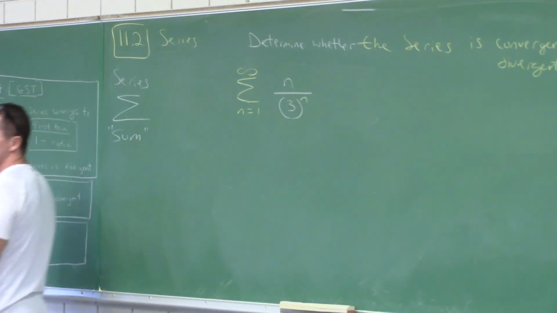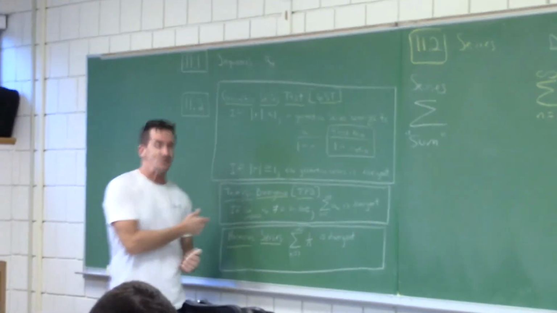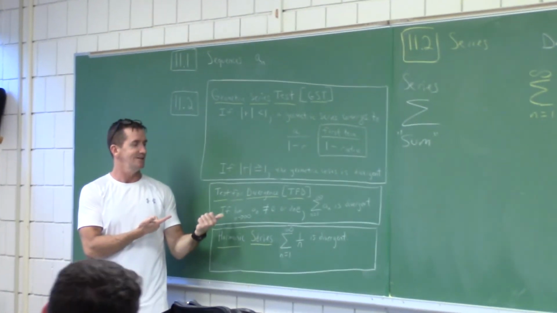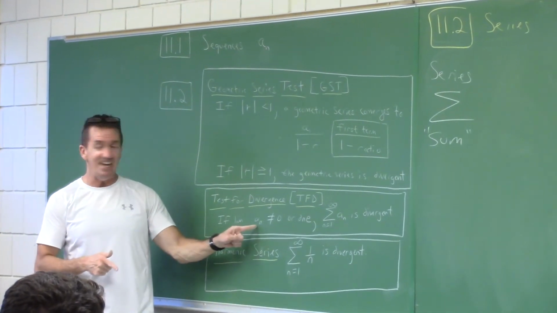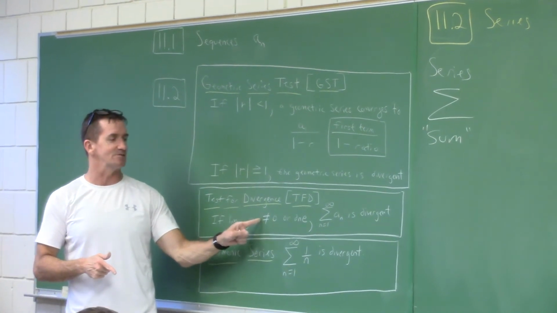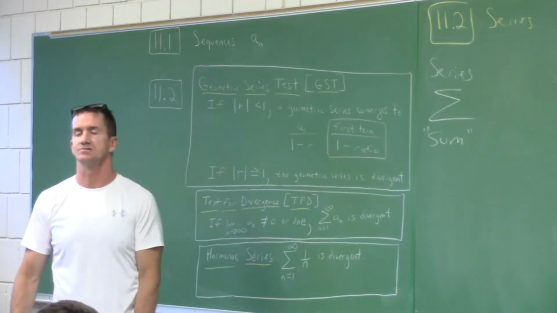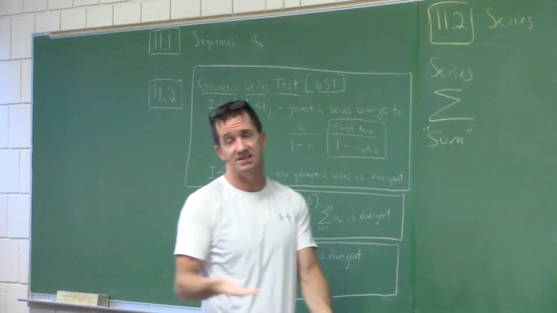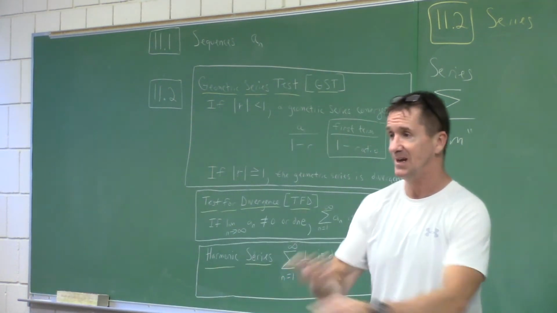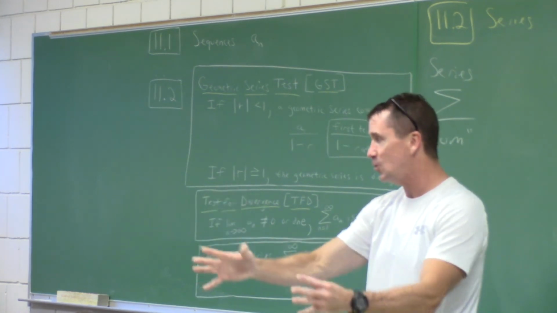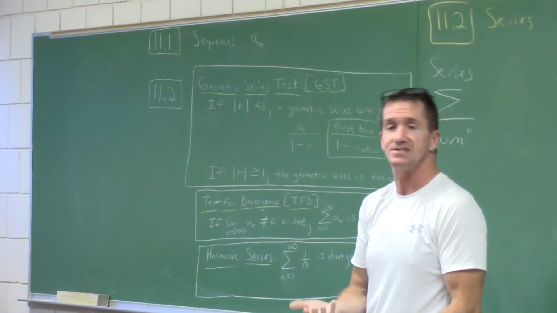Well, this is one of the coolest tests of all. It's called the test for divergence. If the limit of the sequence is not equal to 0 or does not exist, then this series must diverge. I do want to point out this test doesn't have a test for convergence. It just has one flat out test, but it's so cool, it will tell us whether or not that series is divergent.